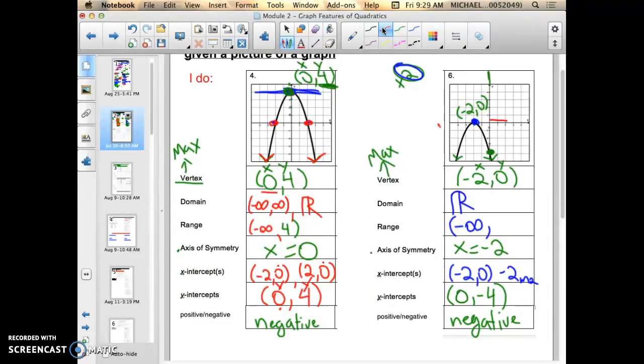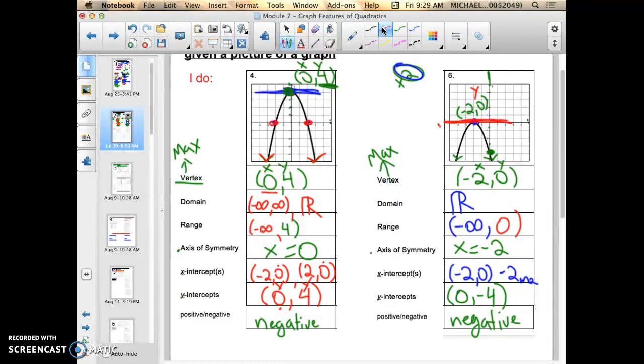The ceiling exists right here. And if you remember from the first example, if the vertex is the maximum, then the ceiling will always be the y value of the vertex. And in this case, the y value is 0. So the range is negative infinity to 0.